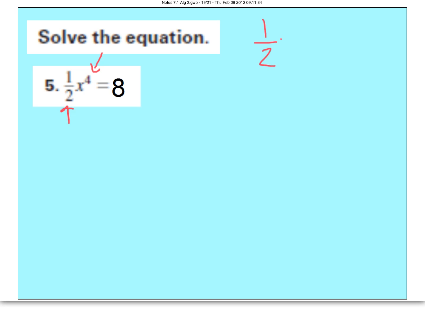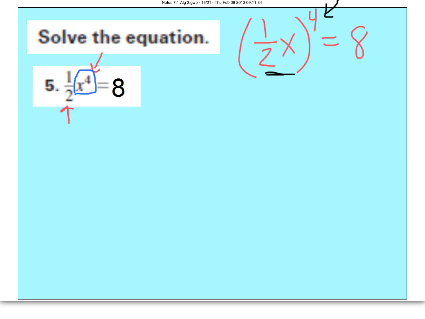If it had looked like this, then the 1/2 and the x would have been locked in with the 4. And to get the x by itself, I would have to move the 4 first. But if you look at it this way, what's with the x is just that little 4, the exponent. So that is locked in with the x. So move everything around it first.